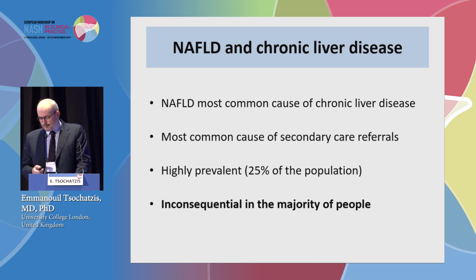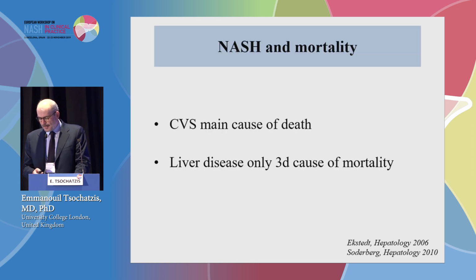What is also important to stress is that it is the most common cause of chronic liver disease. More than 50% of the patients that are referred to our hospital are referred because of abnormal liver tests due to NAFLD. It is the most common cause of secondary care referrals. It is very prevalent, but the majority of people who have NAFLD will not die from liver disease. So it's very, very important to understand this, and patient selection moving forward is very, very important.